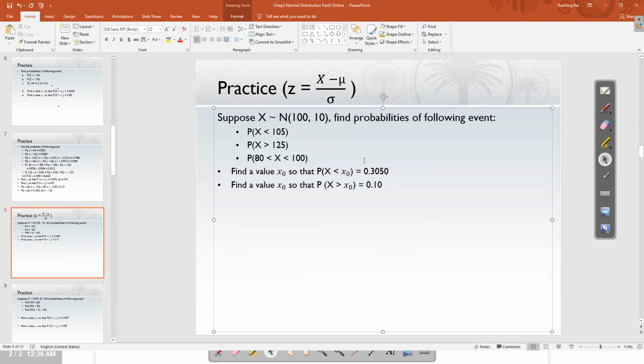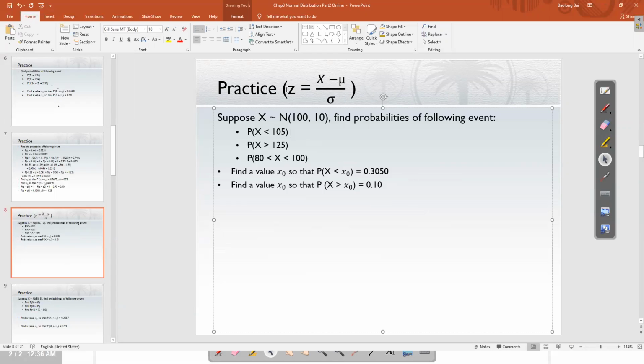So for example, if we have a variable x that has a normal distribution with mu equal to 100 and sigma equal to 10, can we find the probability of the following events of the normal distribution? Right? Let's go ahead and start. So what's the probability of x smaller than 105?